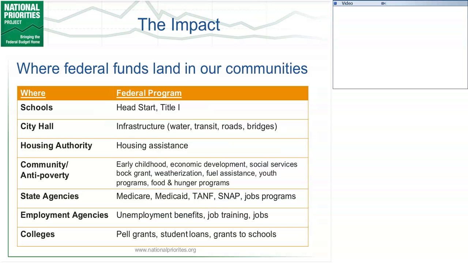So what's the impact of the federal budget? Listed here are a series of examples of federal programs funded through the federal government that provide services either directly or through state and local governments to individuals in our communities. Things like Head Start and Title I through our schools, housing assistance, and student loans and Pell Grants for college and university students. So these are just some of the many examples of how federal funds play out in your community.